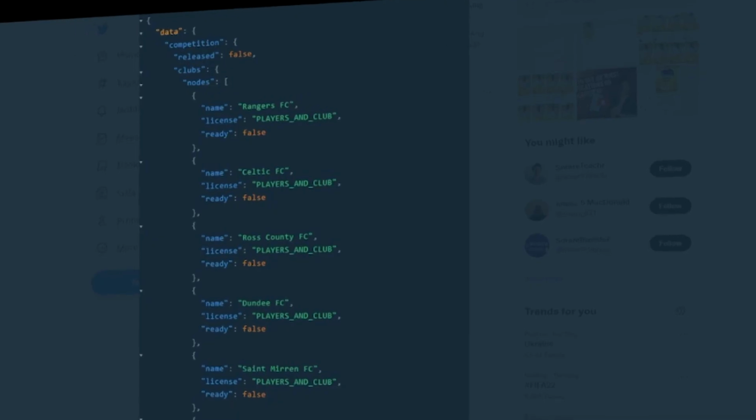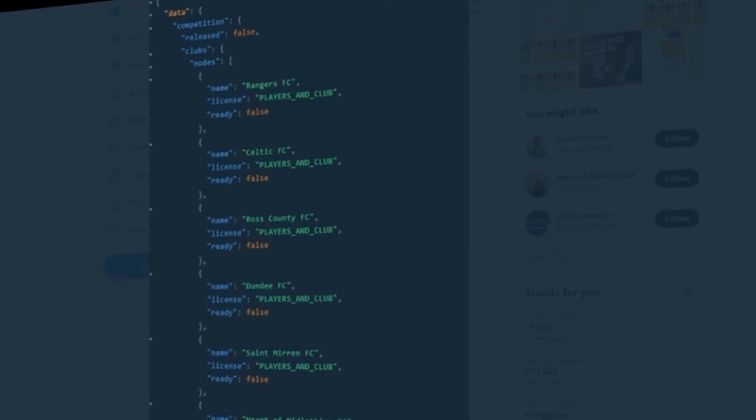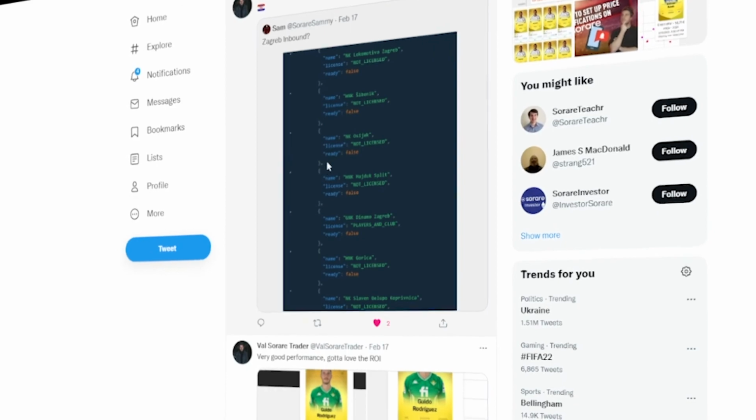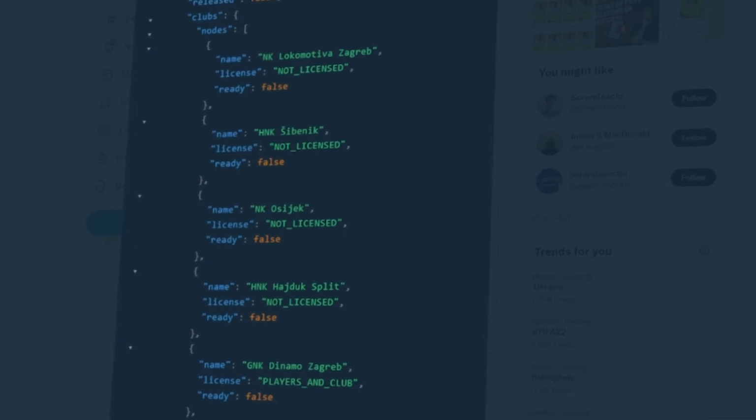Another news, the Scottish Premier League has been confirmed. It's in the Sorare API, as we can see here from the retweet that I made. And also Dinamo Zagreb is coming. It's going to be a very interesting league to look at. Not the full Croatian league, but just the players from Dinamo Zagreb. And I think the Croatian league players are just going to get points because it was added into the game.